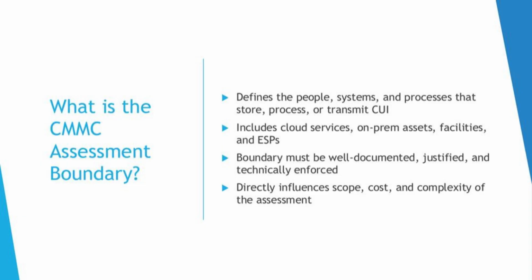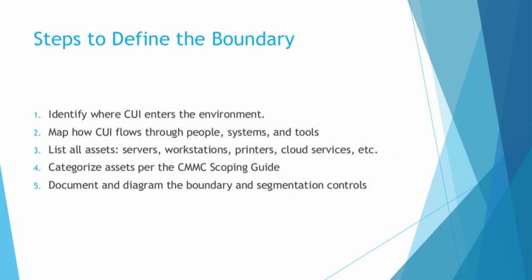Okay, so you've made that strategic choice about how you want to approach the assessment architecture. Now, the tactical work: what are the concrete steps to actually define that boundary and get it documented correctly in the SSP? It needs to be a systematic process. The guidance basically outlines 5 key steps. Yeah. Step 1, identify ingress and egress. Where does CUI come into your organization and where does it go out?